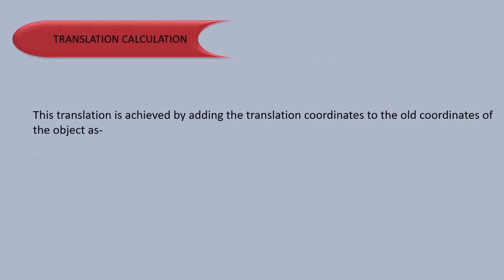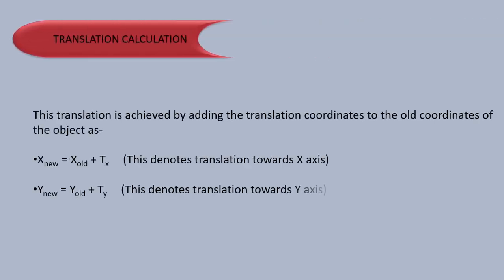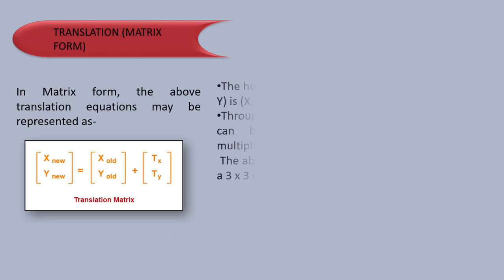Now let us take the calculation. We achieve translation by adding the translation vector to the old coordinates of the object. To find the translated object's new coordinate values, we add the translation vector in the respective axis coordinate value. So x new is achieved by adding tx to the x old value, and y new is achieved by y old plus ty. We can represent this in the form of a matrix.